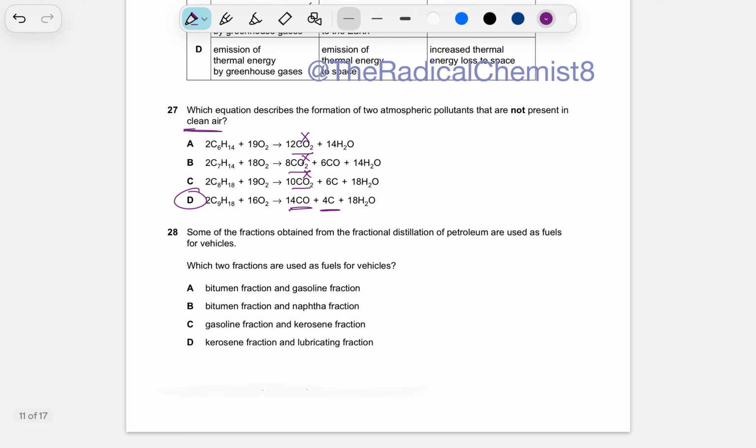Next question. Some of the fractions obtained from the fractional distillation of petroleum are used as fuels for vehicles. Which two fractions are used as fuels for vehicles? So first of all, A and B would be incorrect because bitumen is used to make roads. It's a thick viscous liquid normally near the last fraction. Then we have gasoline, yep, that is a fuel for vehicles, and kerosene, yes, that's a fuel for jets. So your answer is C.